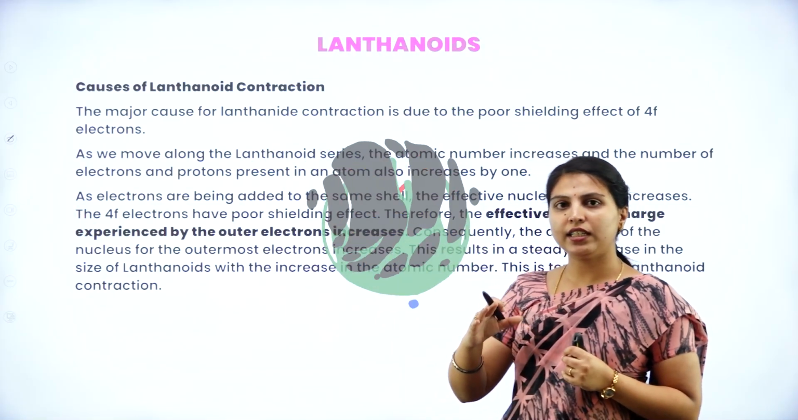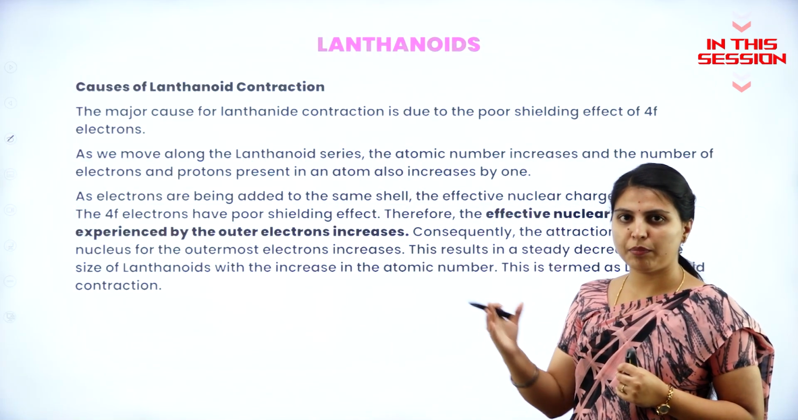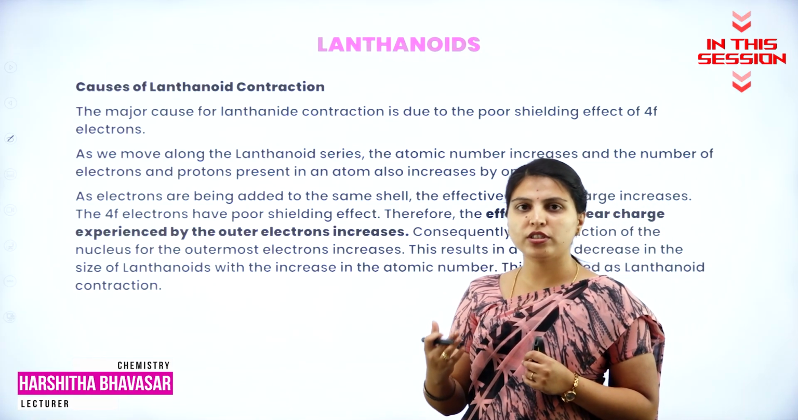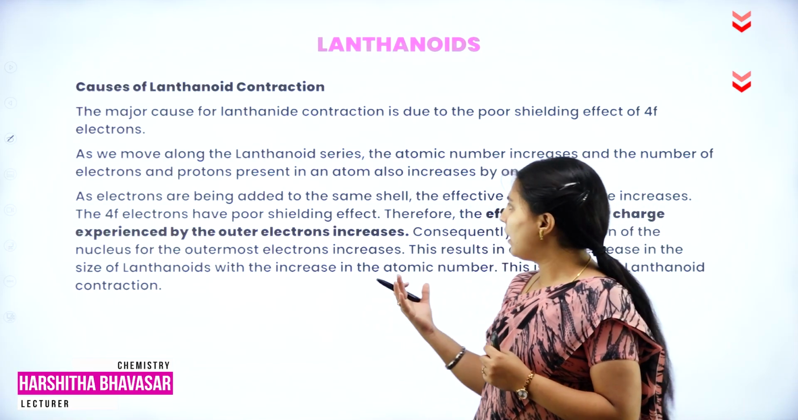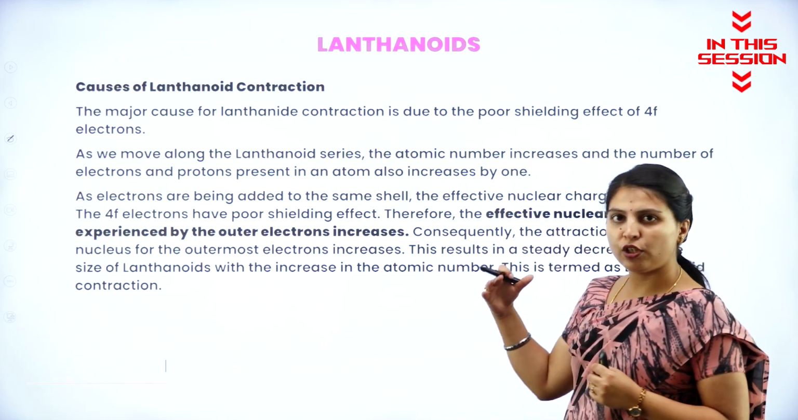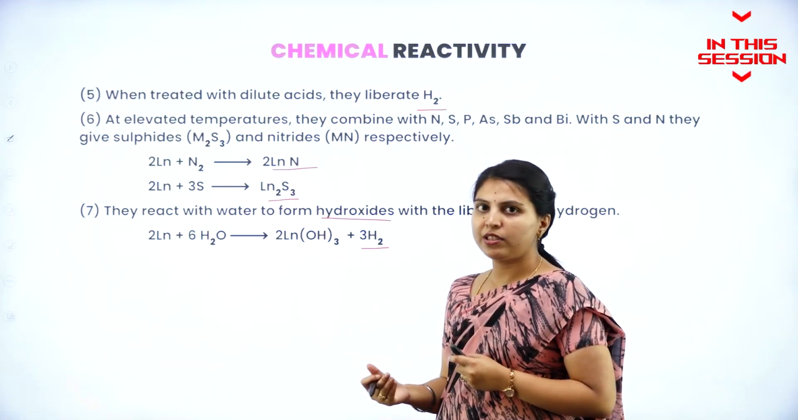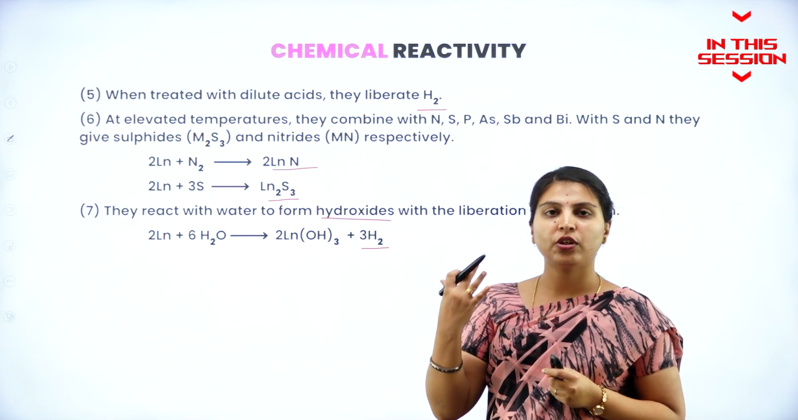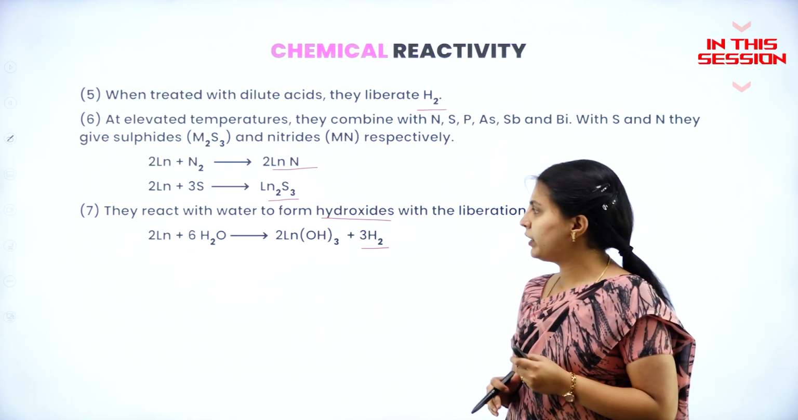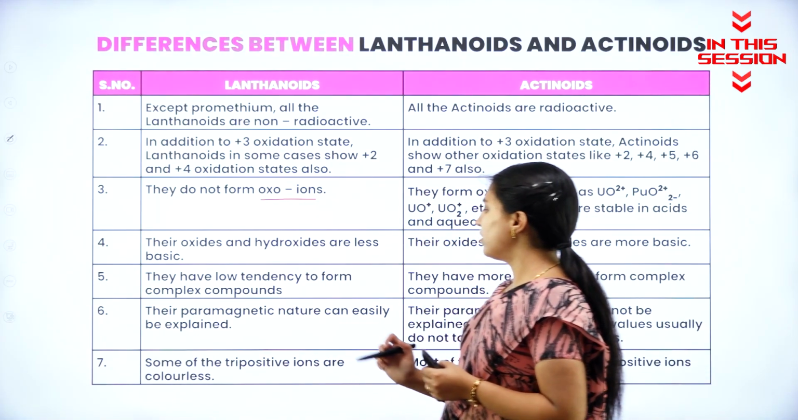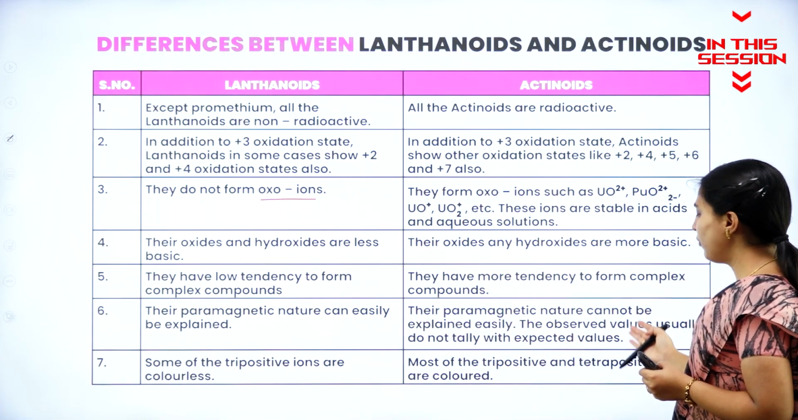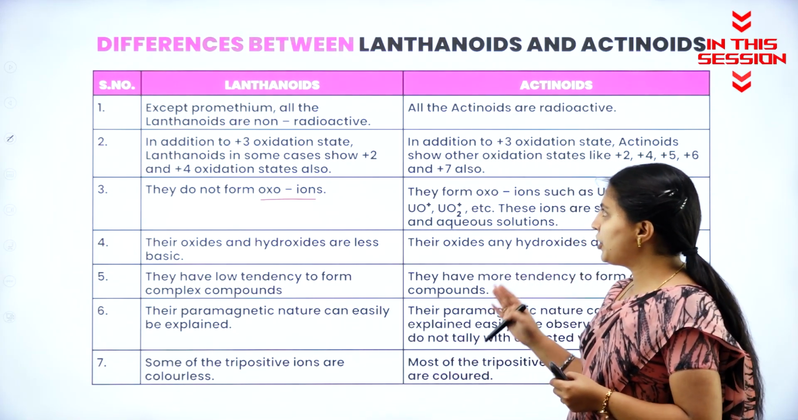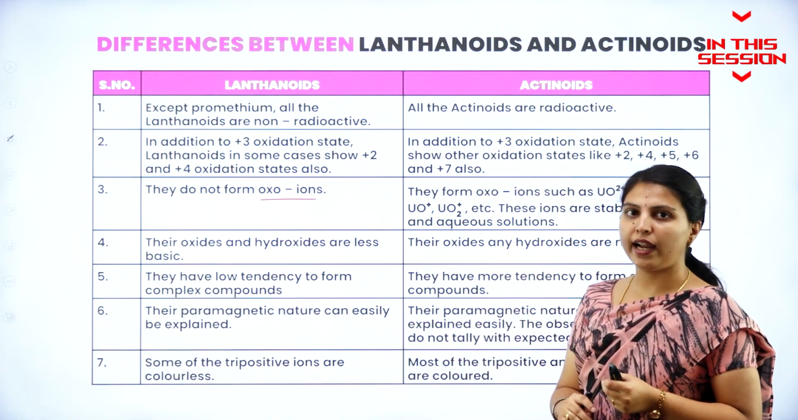Here, all other concepts are the same as in other blocks' properties. Here we know electrons are increasing, protons are increasing, and the atomic number will also increase. You can observe lanthanoids having similar properties, but they will react with almost all reactivities. Some of the tripositive ions are colorless. Here some of the tripositive and tetrapositive ions are colored. These are the major differences between lanthanoids and actinoids.